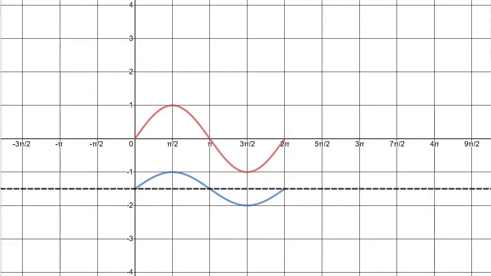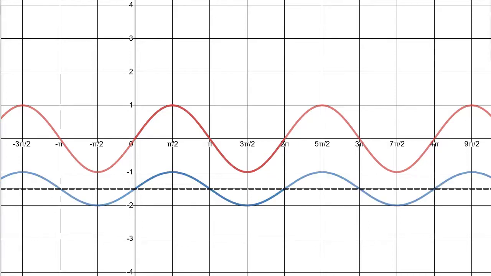And so now in the complete view of each of our functions, sine of x in its complete view is here. And now 1/2 sine of x minus 3/2 in its complete view is now here.